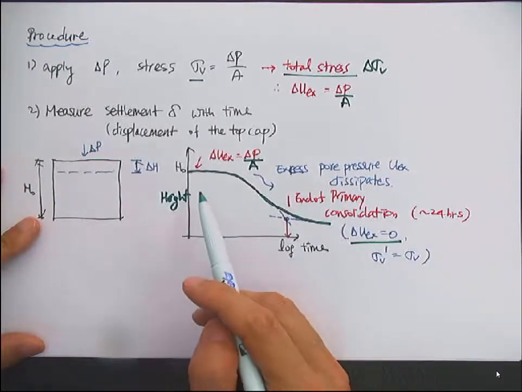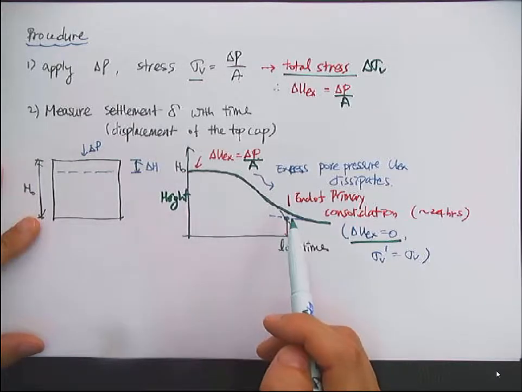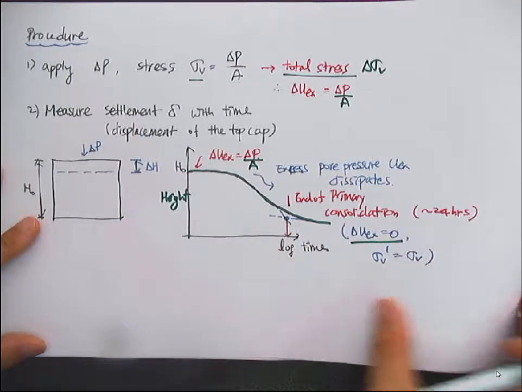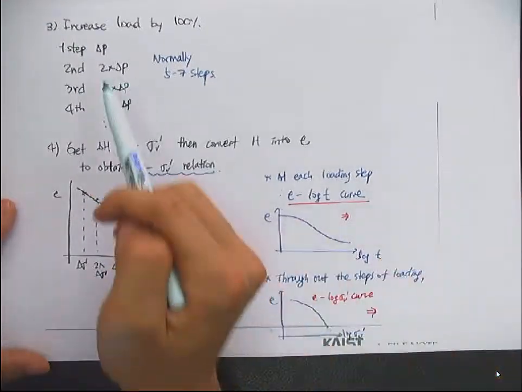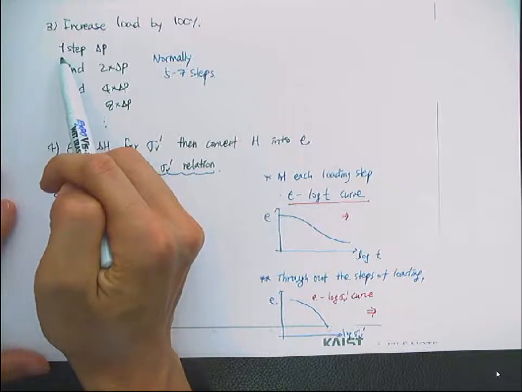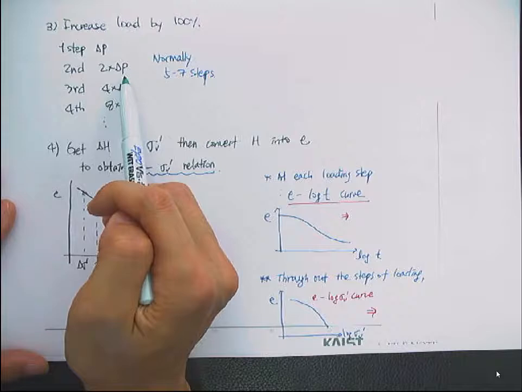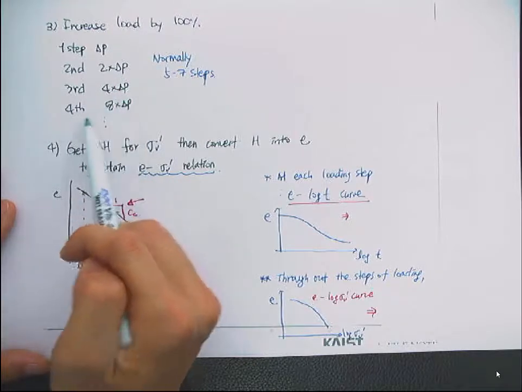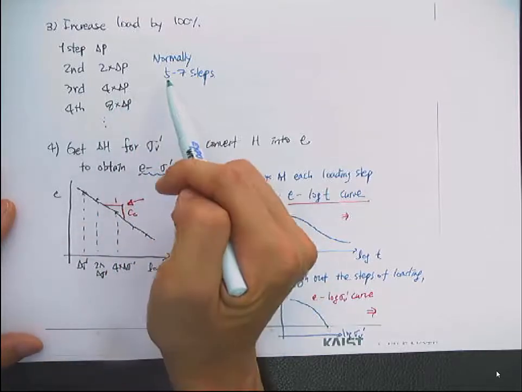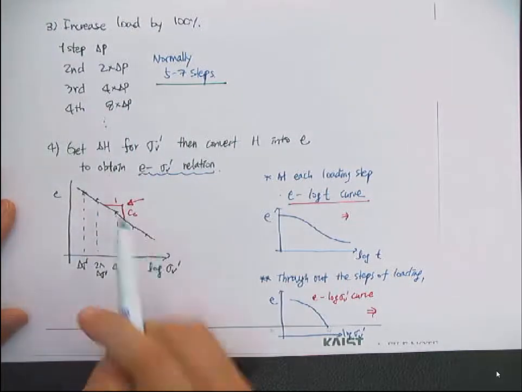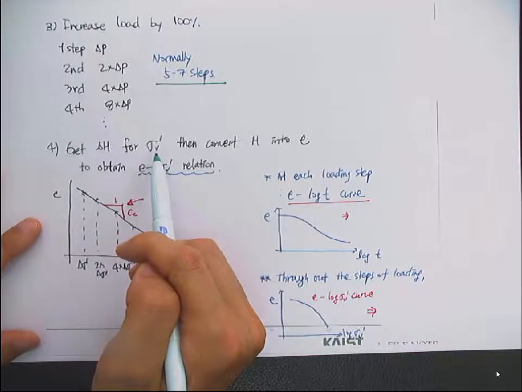And in general, in the standard procedure, for a given loading, we wait about 24 hours. And you increase the load by 100%. So if the first step loading was delta P, then the second step is 2 times delta P, and third step is 4 times delta P, and fourth step is 8 times delta P. And you repeat these loading steps, normally 5 to 7 steps. And then you get the delta H, the height change for the effective stress applied.